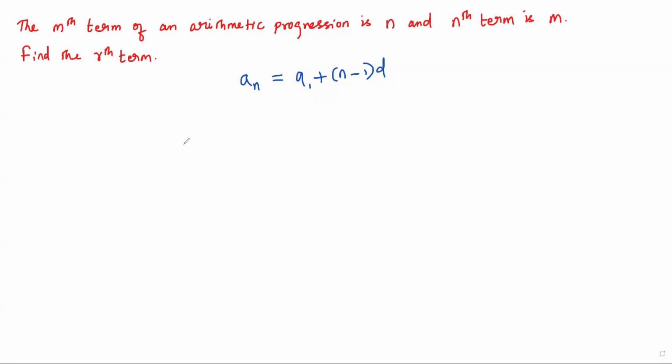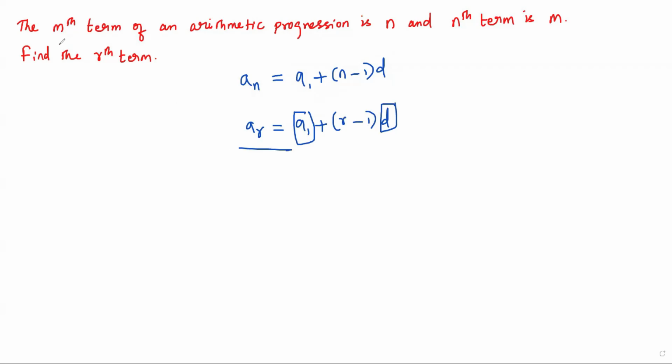If I want to find the rth term, then n has to be replaced by r. Then I'll be getting a_r = a1 + (r - 1) d. To get the rth term, I must know the value of the first term a1 and the common difference d. Once I know these two values, I can plug them in and find the rth term.